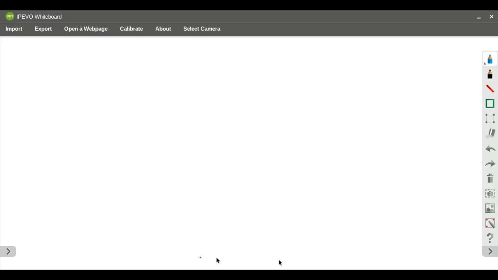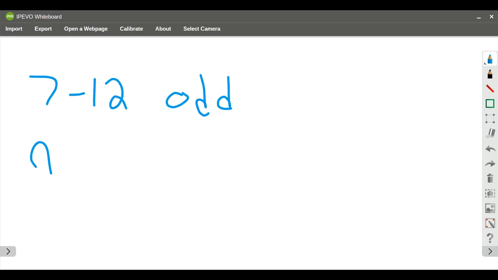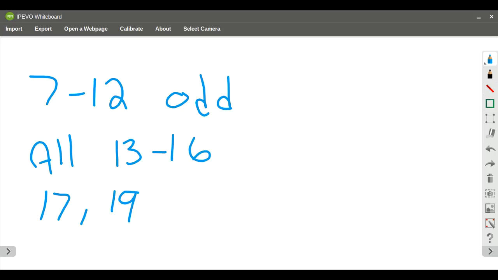You are going to do 7 through 12 odd. You're going to do all of 13 through 16. And then on the back side, you're going to do 17, 19, 22, and 23.